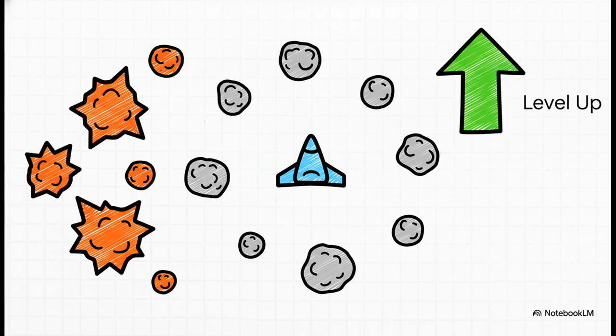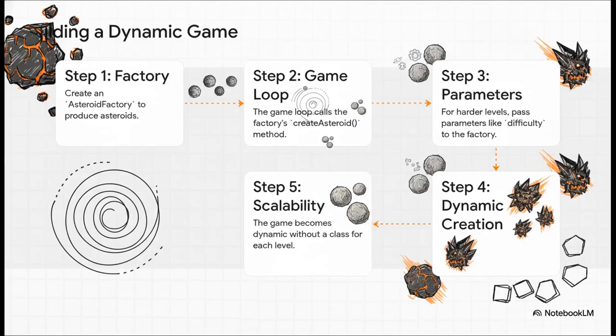Okay, that's enough about animals. Let's switch gears and see how this pattern can power up a totally different kind of app. Imagine you're building a classic asteroids game. A huge part of that game is, obviously, creating asteroids for the player to shoot. But here's the thing, you want the game to get harder as the player gets better. So how does the factory method help us?